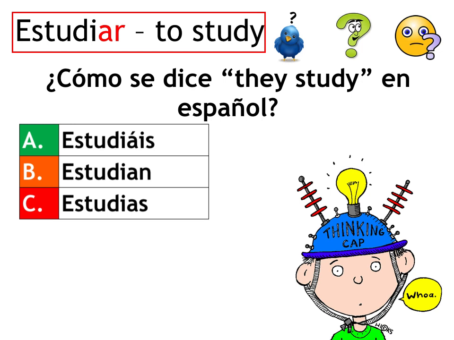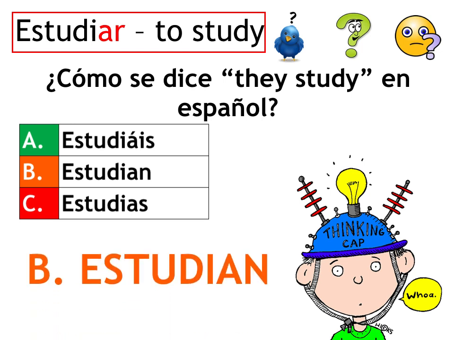Esta vez, ¿cómo se dice they study en español? They study. Last on the list. It's always last when it's they. Is it estudiáis, estudian, o estudias? Muy bien, estudian. Perfecto.